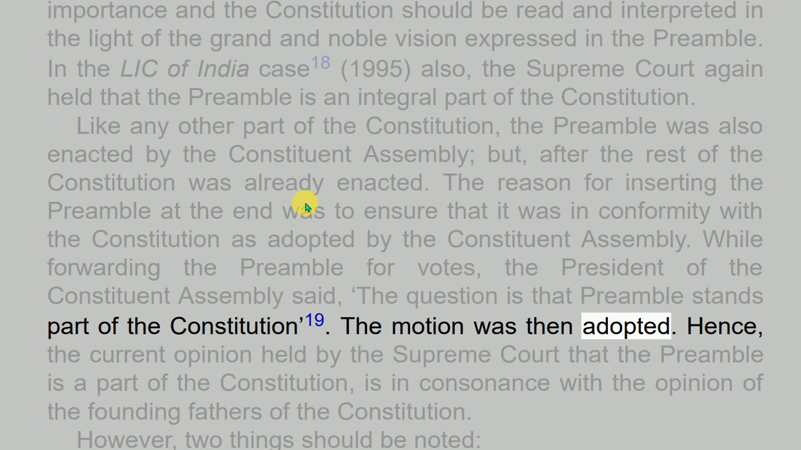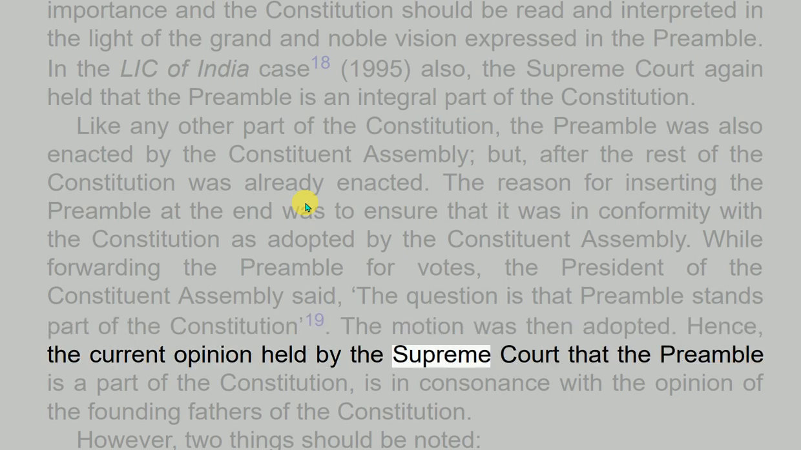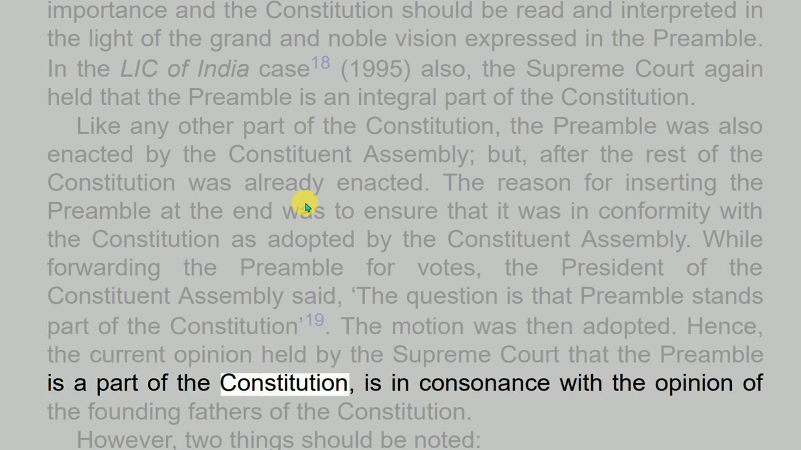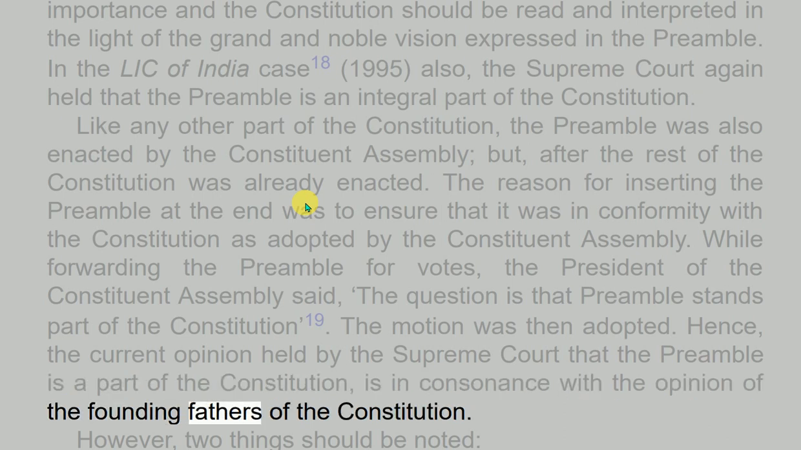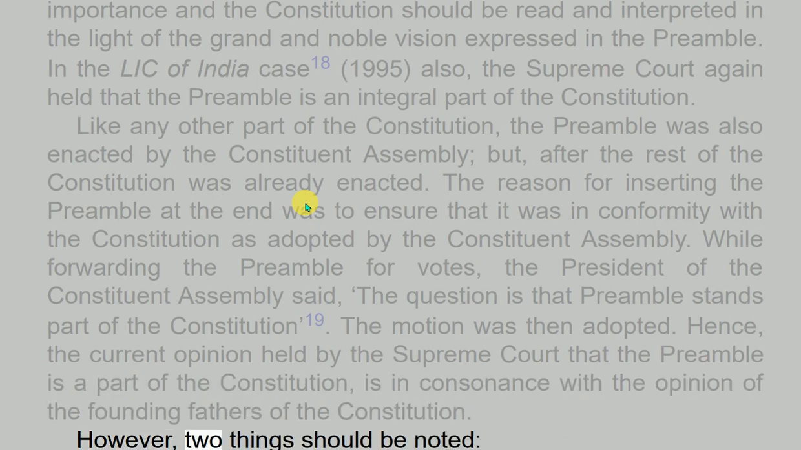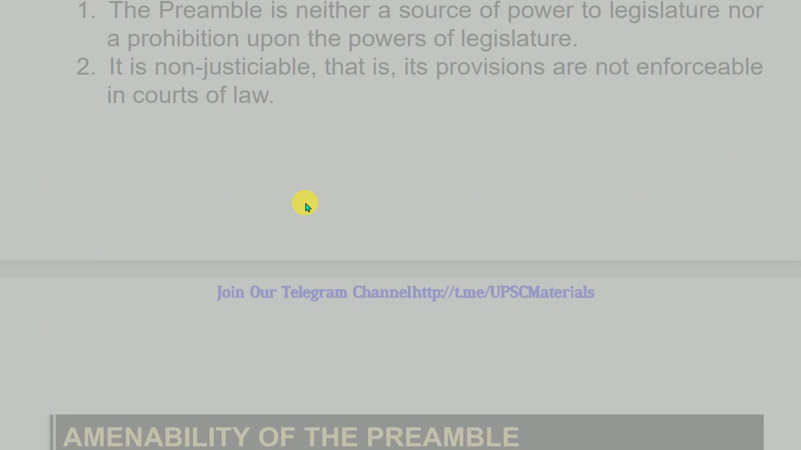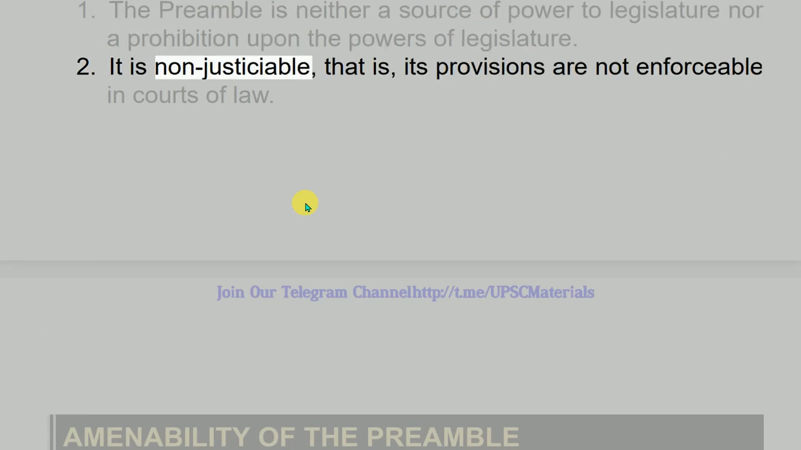Hence, the current opinion held by the Supreme Court that the preamble is a part of the Constitution is in consonance with the opinion of the founding fathers of the Constitution. However, two things should be noted. 1. The preamble is neither a source of power to legislature nor a prohibition upon the powers of legislature. 2. It is non-justiciable, that is, its provisions are not enforceable in courts of law.